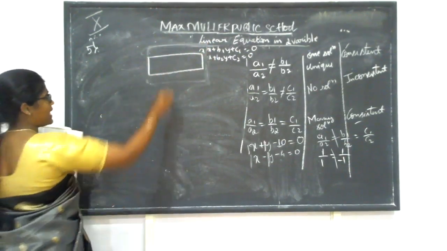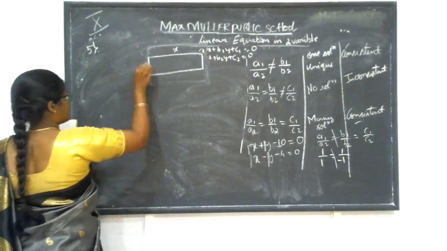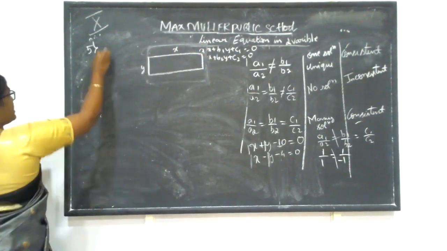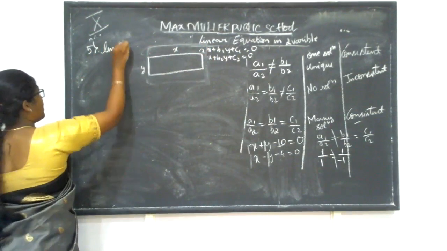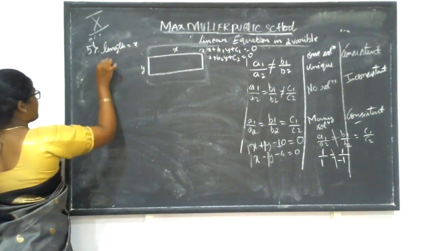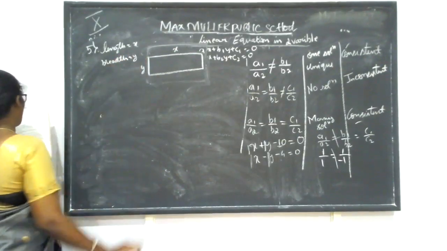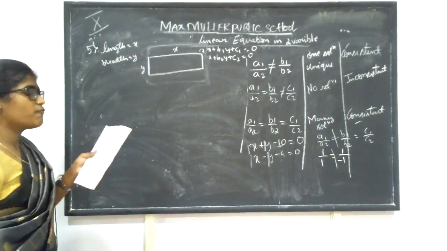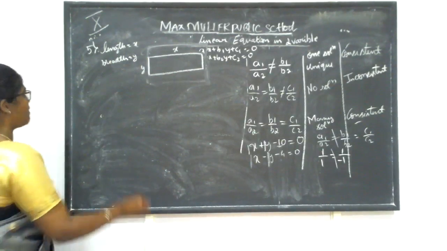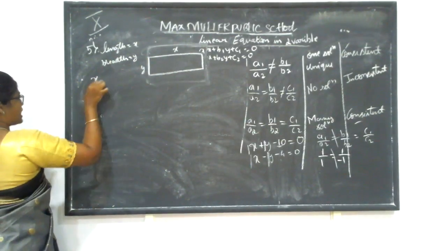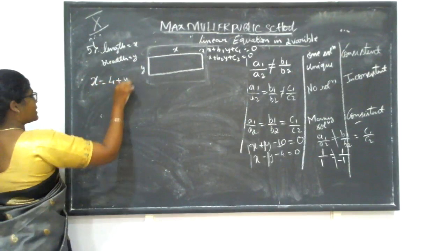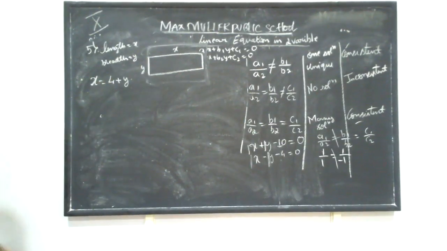What shall I take length as? Let me take length as x and breadth as y. Okay, length is x, breadth is y. So what happens? Length is 4 more than the width, they have told. So length, that is x, is 4 more than the width. So this is equation number 1.